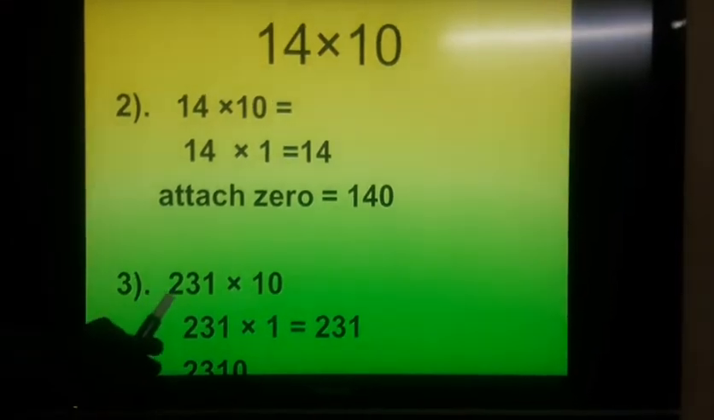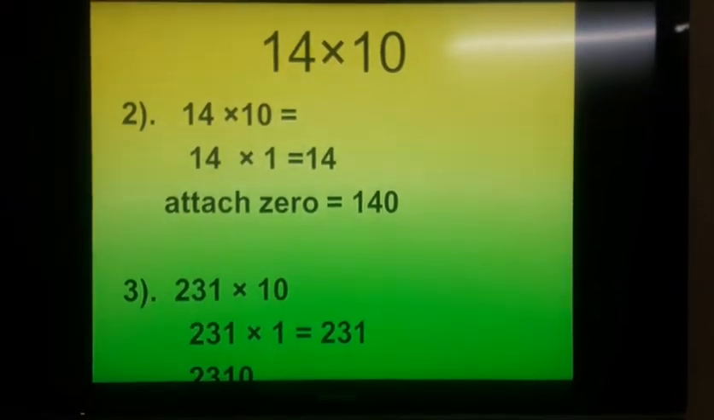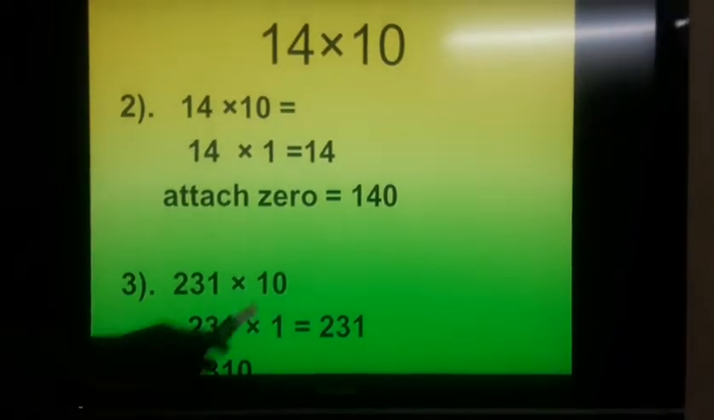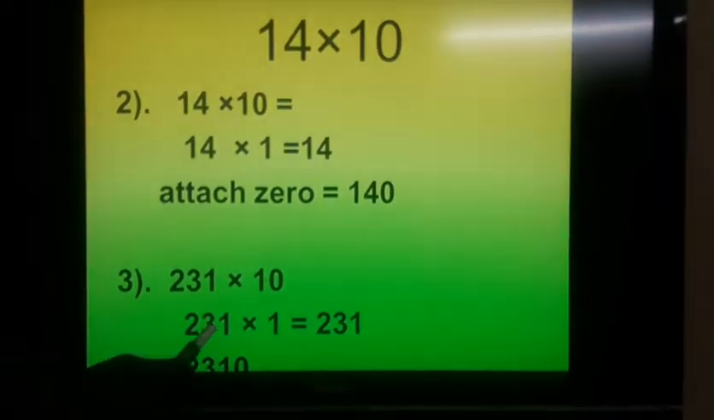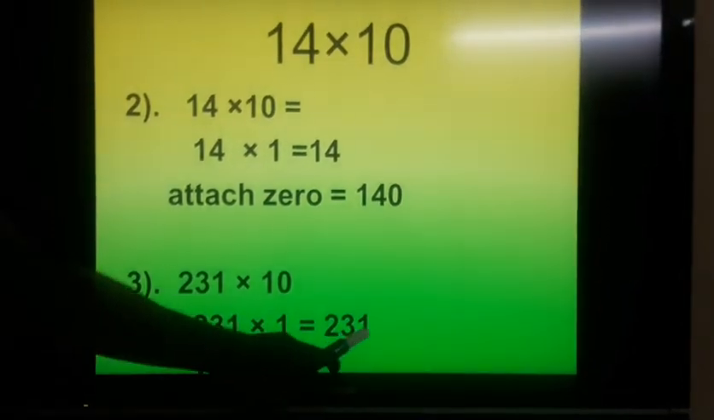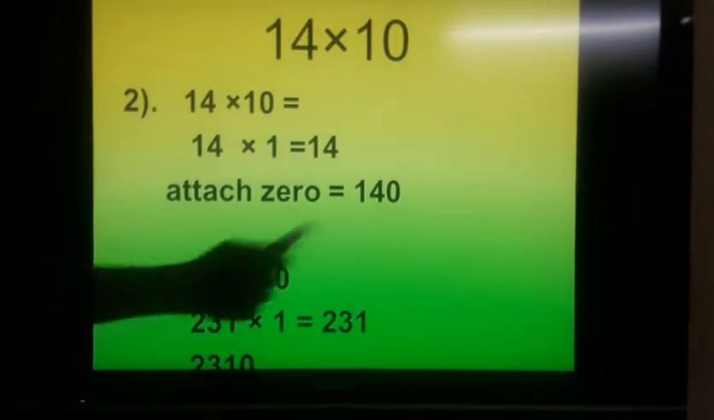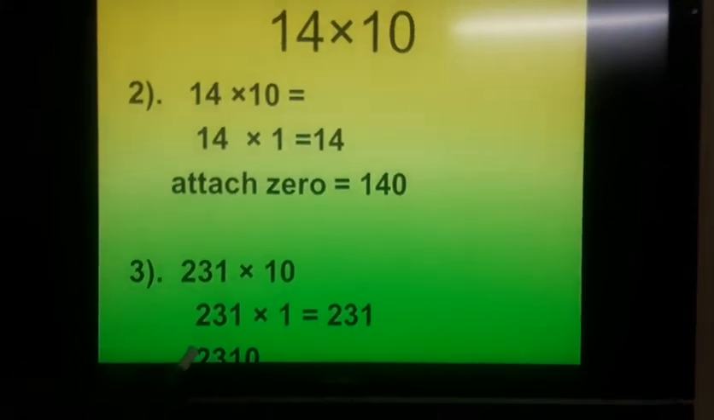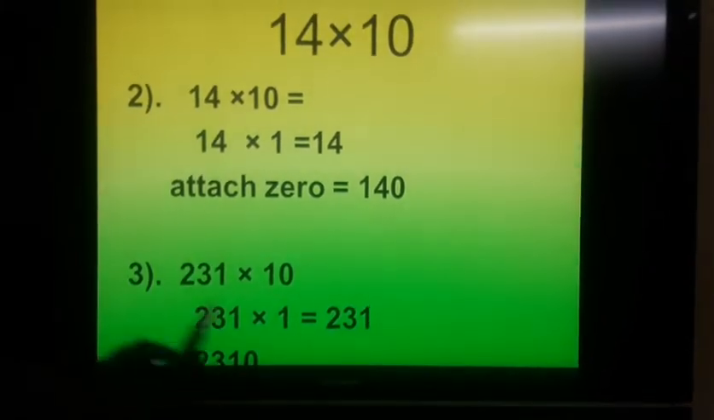Now let's look at example 3. We have 231 times 10. So the first thing is to multiply 231 by 1. 231 times 1 will give us 231. Then attach the 0. So our answer will be 2,310.